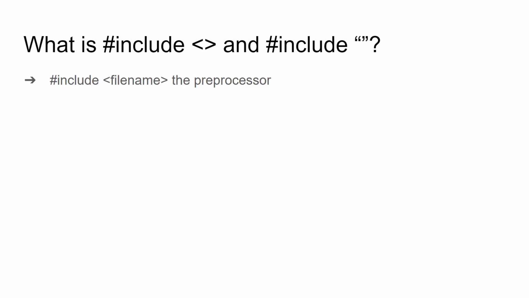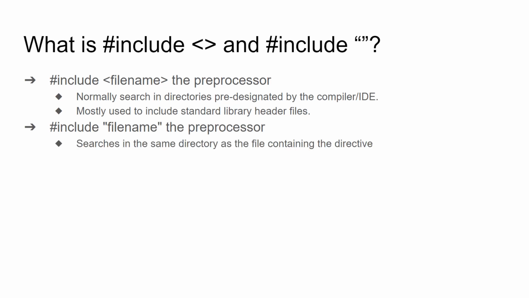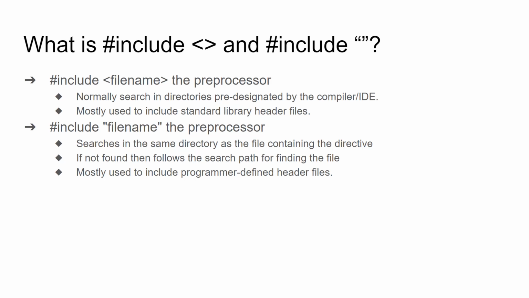When you use the #include angle bracket preprocessor, the compiler searches for the file in pre-designated directories, and most of the time it is used for including standard libraries. When you use the #include inverted comma preprocessor, first it searches in the same directory where it is used, and if it's not found in that directory, then it will search the path for finding the file, and most of the time it is used for including programmer-defined header files.